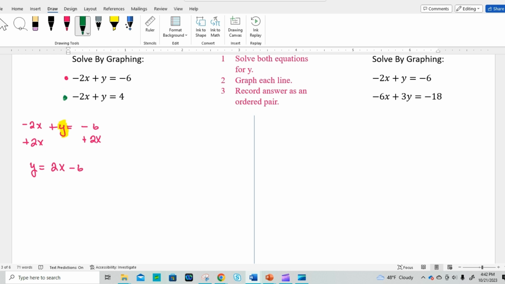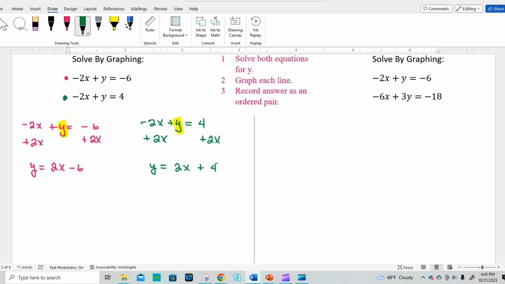Moving on to the second equation, I have negative 2x plus y is equal to 4. I want to get y by itself, so I'm going to add 2x to both sides. And I get y is equal to 2x plus 4. Okay, so now I've got them both solved for y.